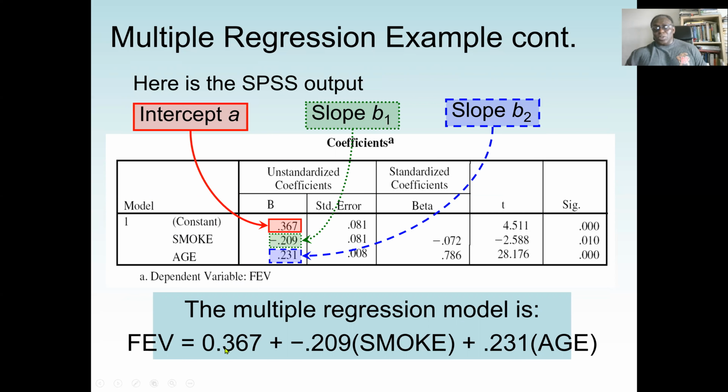0.367. So it's 0.367 plus our first independent variable, the slope is negative 0.209. So it will be negative 0.209 times smoke. Then plus the last one, 0.231 times the age. So this is the model that we generate from the system, again using SPSS.